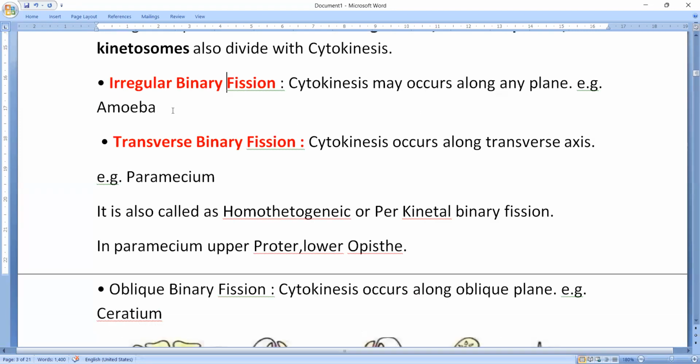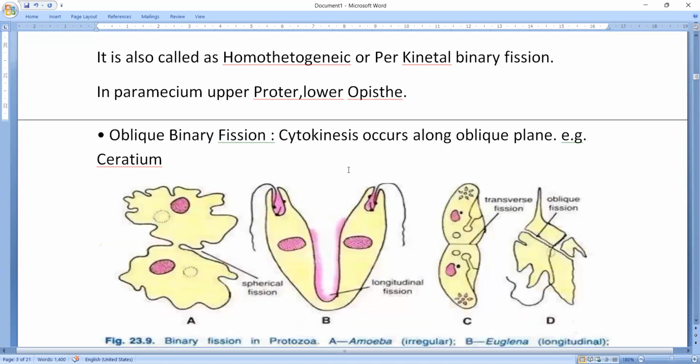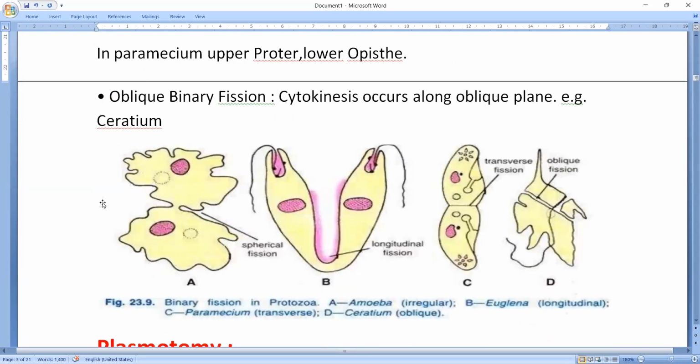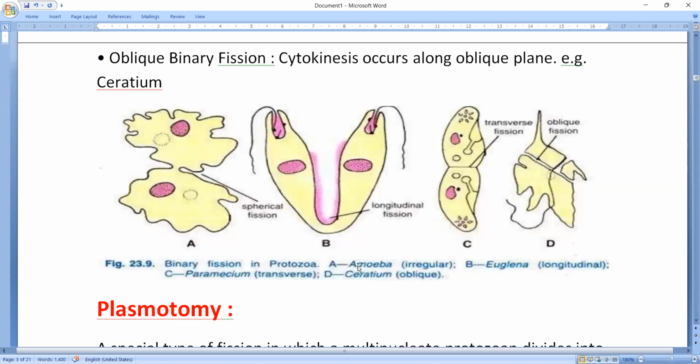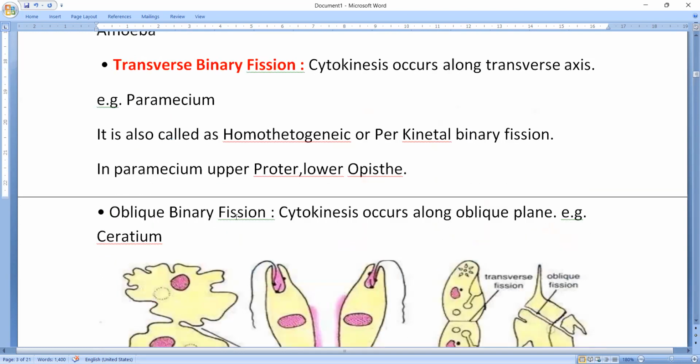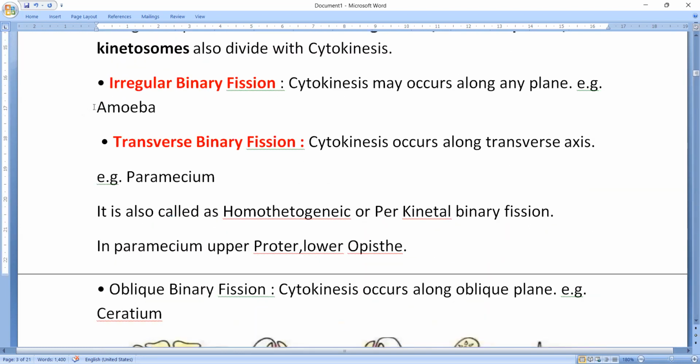And the second type of binary fission is irregular binary fission. You can see here the image of the amoeba, which is a shapeless protozoan. There is no particular shape. The shape is not constant; within seconds, the shape changes. So there is no particular plane or site where the division furrow starts. That's why irregular binary fission is seen in amoeba. You should remember the example.